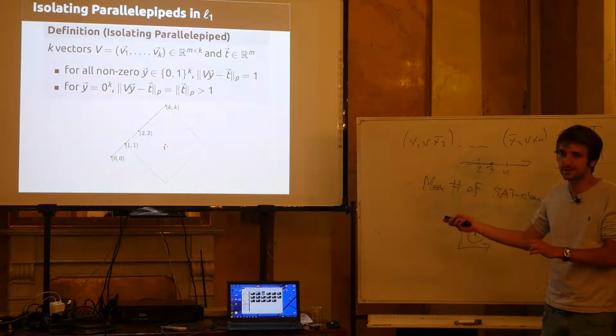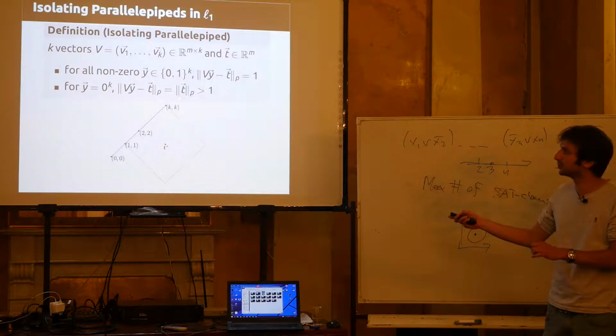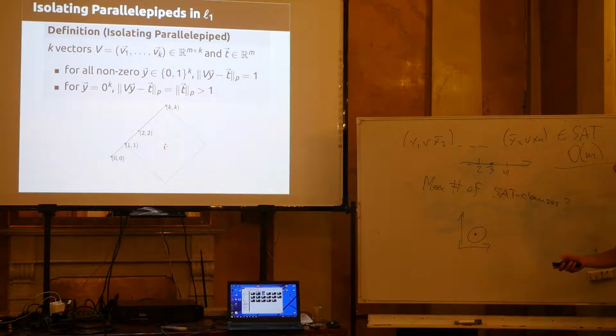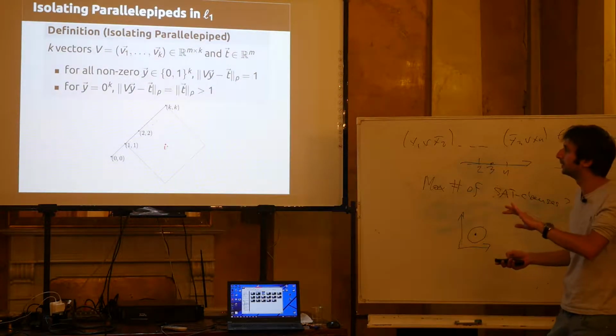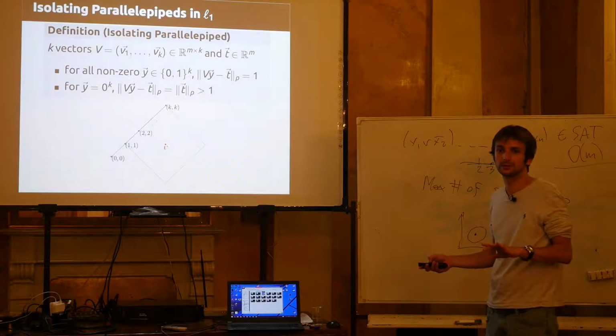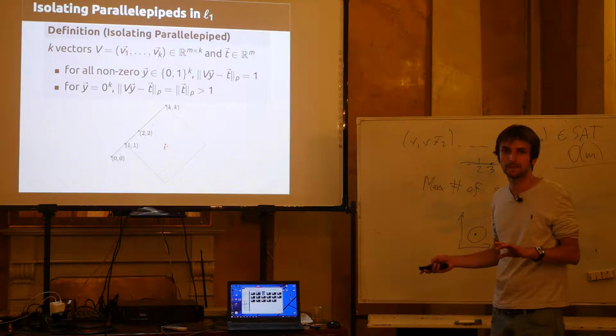Balls in L1 distance look like this. All of these points are at the same distance k minus 1 from the target point. But this one, the 0 point, is farther away. Okay, we just proved that CVP in the L1 norm is 2 to the n hard under the strong exponential time hypothesis.